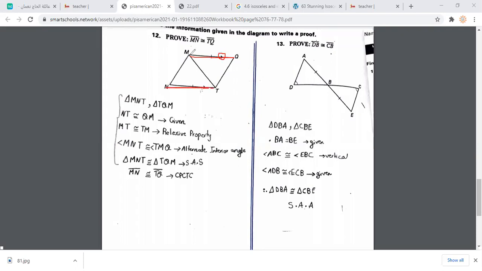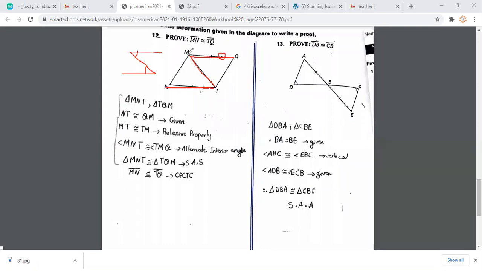and this is the transversal, right? So it's very clear that we have which letter? If you go through it, the letter Z. And once we have the letter Z, then we have which type of angles? Alternate interior angles, right?